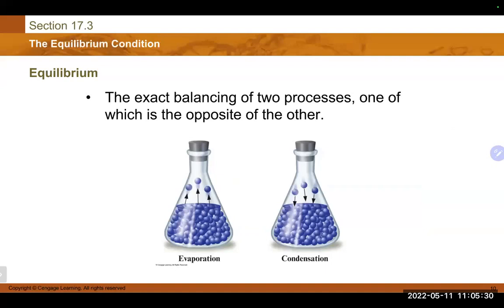So let us talk then about equilibrium. Equilibrium is the exact balancing, really, of two processes, one the opposite of the other. We do see chemical equilibrium in reactions that are reversible, but we also see equilibrium occur at phase changes. So as we go from solid to liquid, liquid to gas, and so forth, those are equilibrium processes as well. If you remember our heating and cooling curve, it looks something like this.